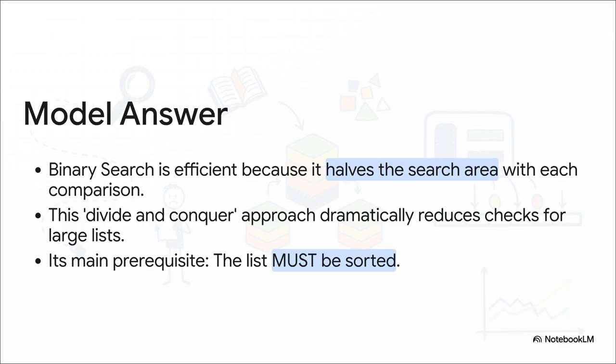Point 2. The killer point. Its main prerequisite, its golden rule, is that the list must be sorted before you can use it. You write these 2 points, use these keywords, and I guarantee you will get full marks.